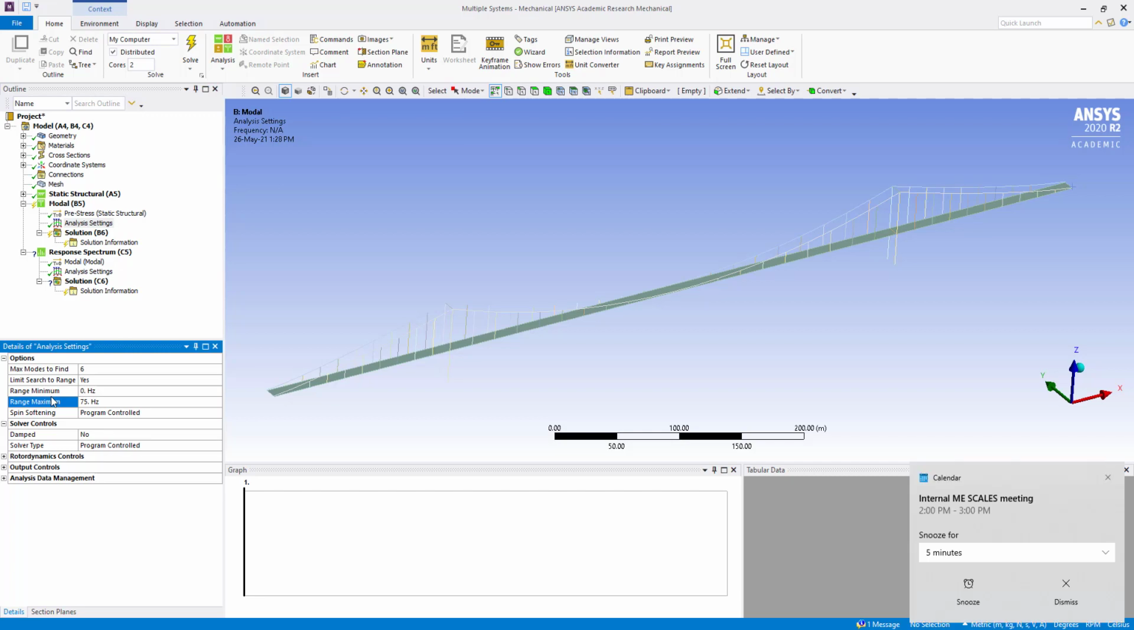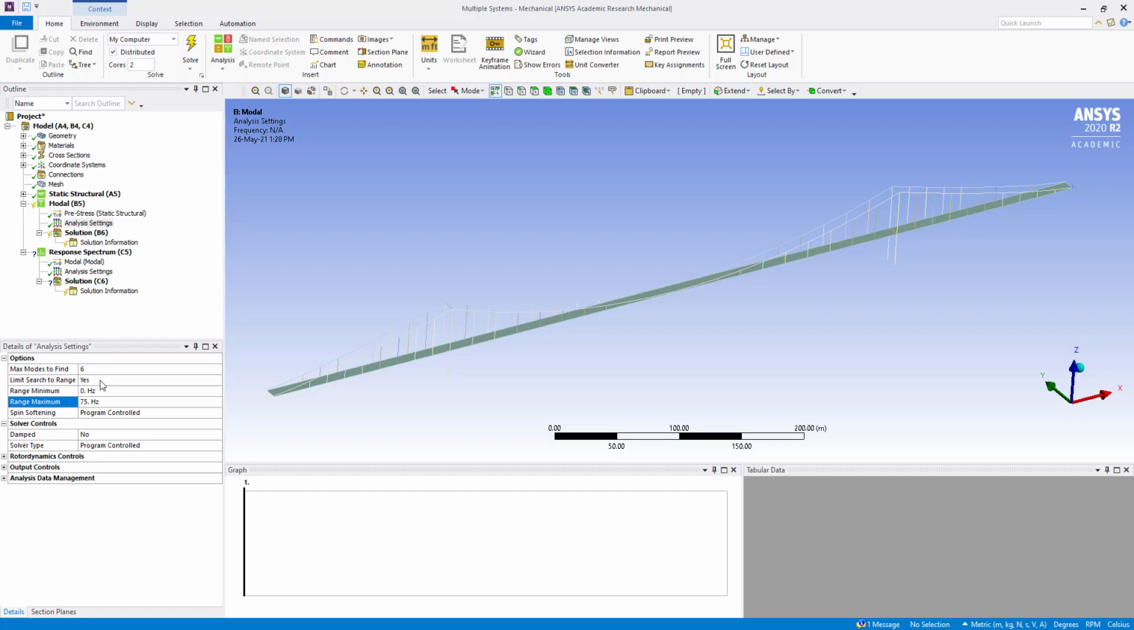So here what we will do, since we do not know how many modes are needed to reach 75 hertz, first we will start by setting this max modes to find to 10, then run the model solution. So here we are going to define the first 10 modes.